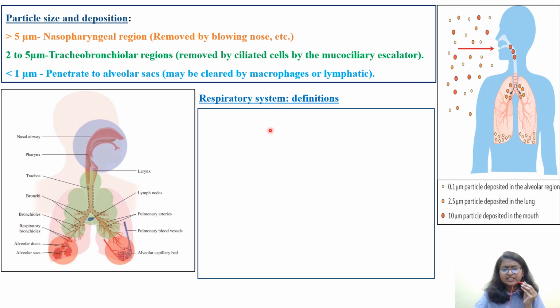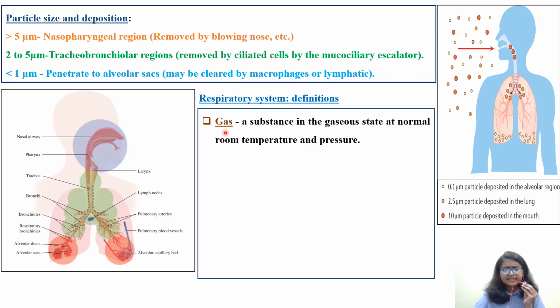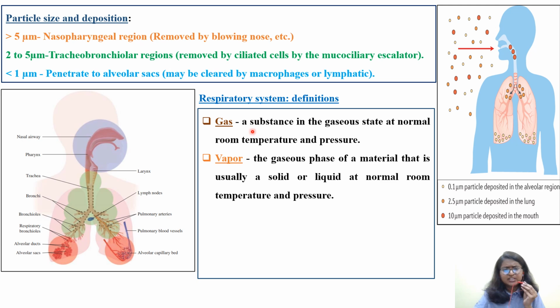So let's see some of the important respiratory definitions. What is a gas? Gas is a substance in the gaseous state at normal room temperature and pressure. Vapor: these terms might appear very simple, but when they come in the form of options, we will not be able to understand them, so it is better to have a quick revision. Vapor is the gaseous phase of a material that is usually a solid or liquid at normal room temperature and pressure.